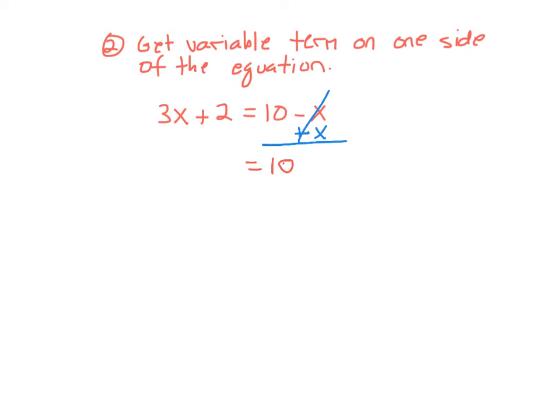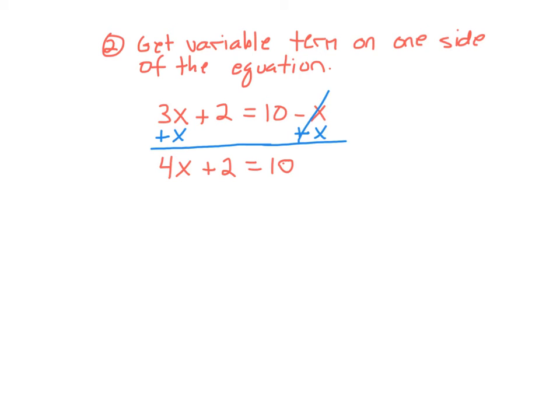Now, I have to make sure that I do the exact same thing on the other side of the equation, otherwise we're breaking our rule. So I'm going to add x on the left side of the equation. I get 3x plus x, which gives me 4x, and then my plus 2 just comes on down.